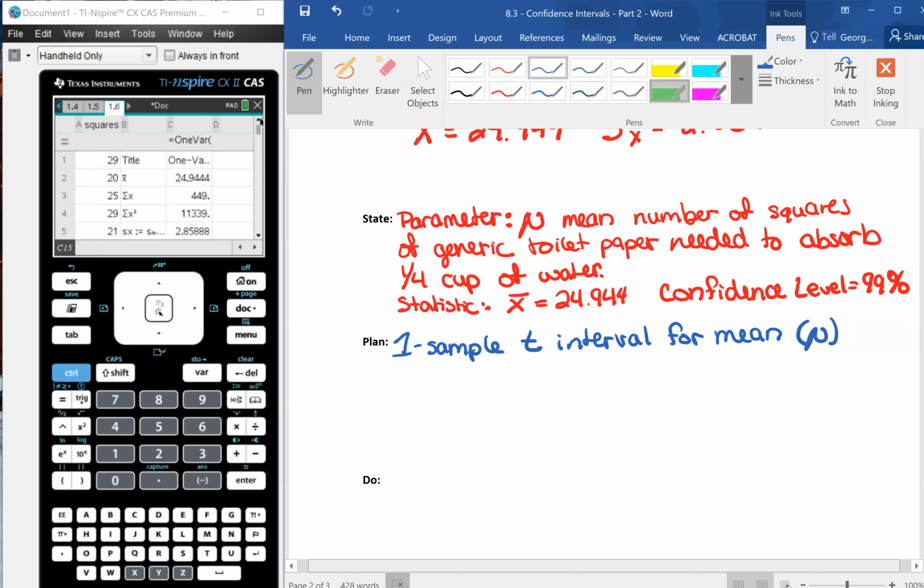All right, then we've got to run through our 3 different conditions. First off is random. In the problem, they tell us it's randomly selected, so we're good there. And then we're talking about 10%. 18 is most definitely smaller than 10% of all the total toilet paper rolls in the world. There are definitely more than 180 generic rolls, though apparently we can't find them in stores right now, but they definitely exist.